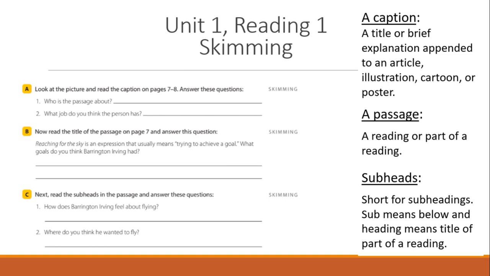And in C, next, read the subheads in the passage and answer these questions. How does Barrington Irving feel about flying? And where do you think he wanted to fly? So this is still skimming, right? We're still trying to understand the main ideas of this reading. And to do that, you need to look at the subheads. You look at the passage quickly. You look at the caption.